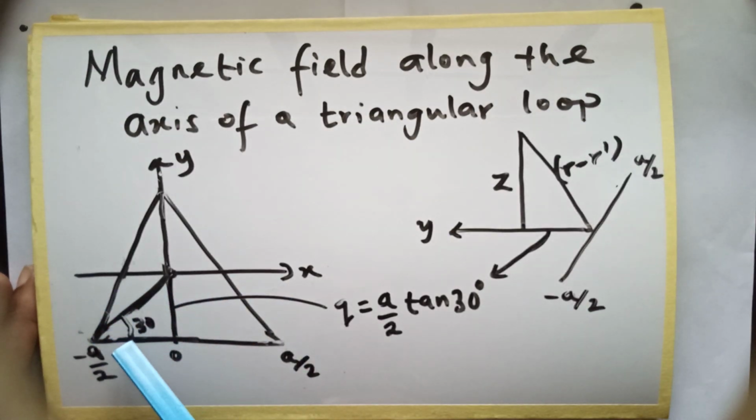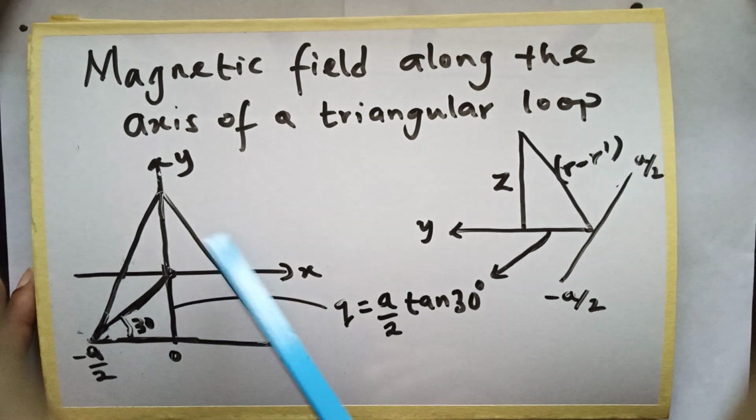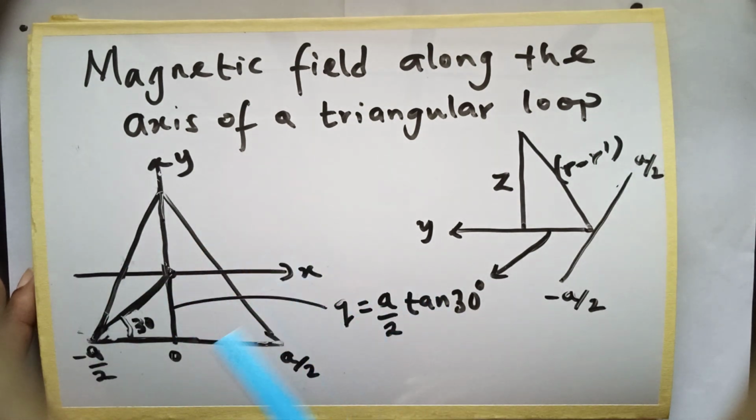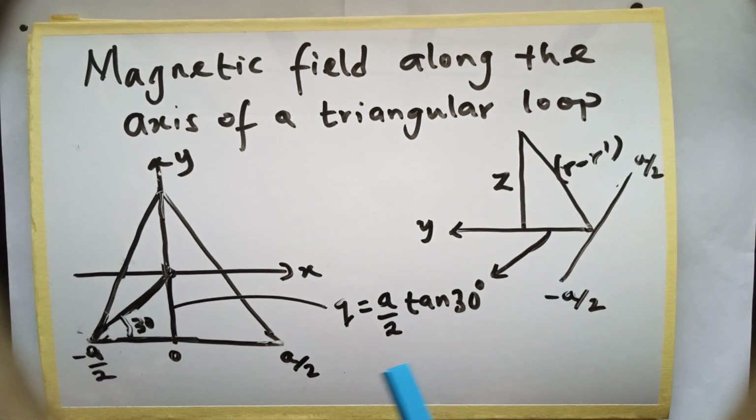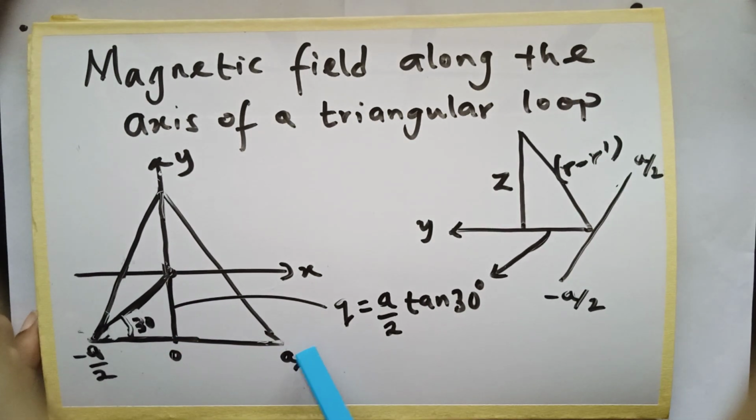Now, this angle from this side to this side is 60 degrees, so half of it is 30. From our trig analysis, this side is given as a over 2 times tan 30. You can always confirm that. Okay, so we take this side as our zero axis. This side will be a over 2, and this side will be minus a over 2.